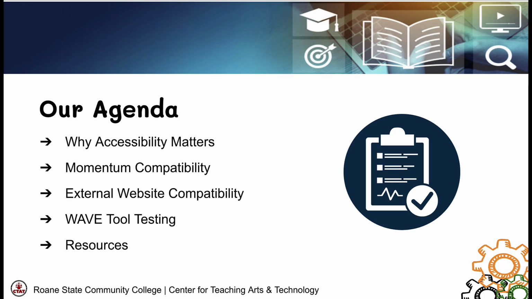First, we've already covered the why about accessibility. Next, we'll look at how accessibility applies inside Momentum and on our external websites. I'll show you a simple testing tool called Wave and another companion testing tool to that. And then we'll wrap up with some great resources we can share with you for future use.